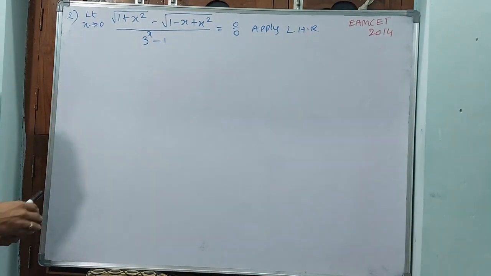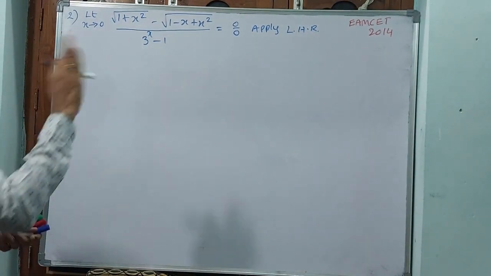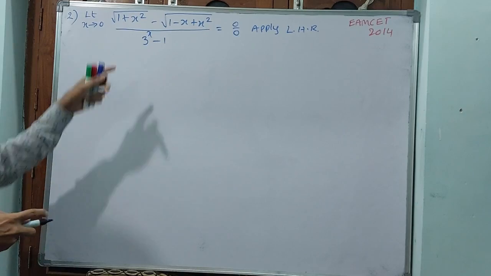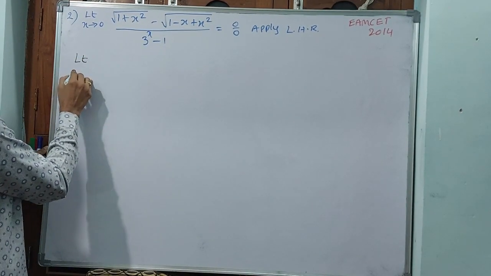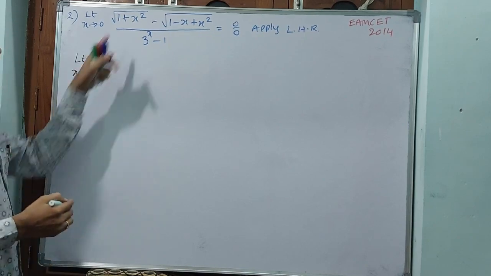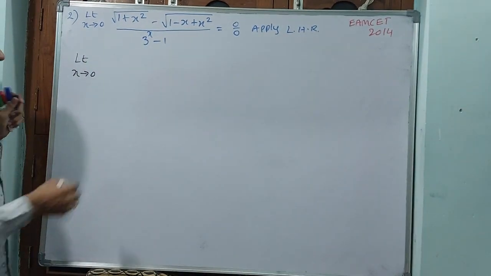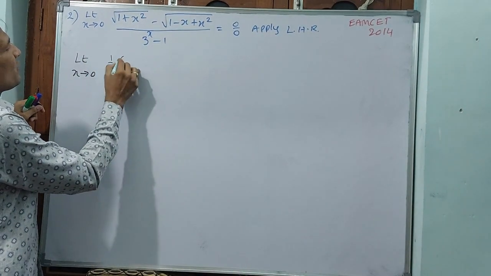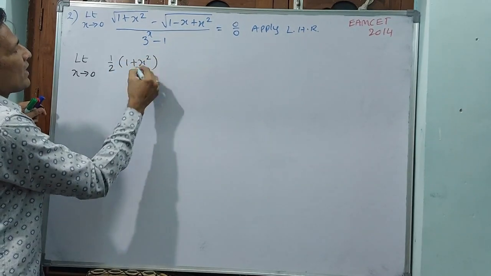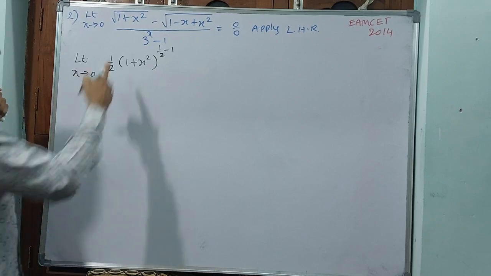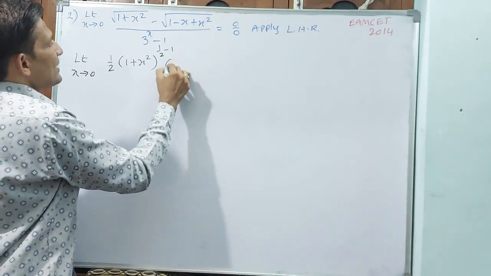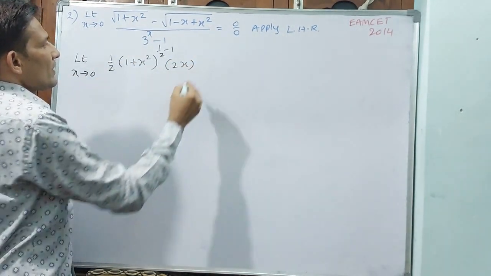Then apply L'Hospital rule, not LHR, left and right. Apply L'Hospital rule, that means you have to differentiate. Let us do it. Limit x tends to 0. Power 1 by 2, that means 1 by 2 into 1 plus x square whole to the power of 1 by 2 minus 1. First type. Again, inside, automatically 2x.